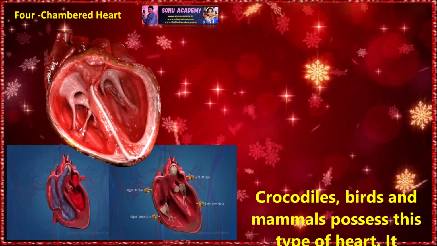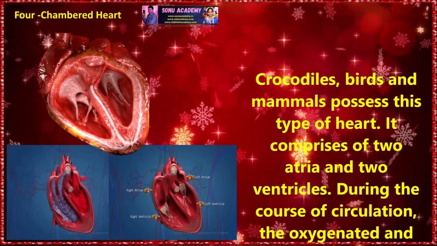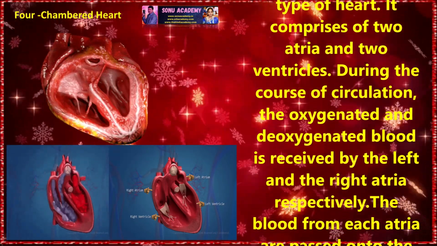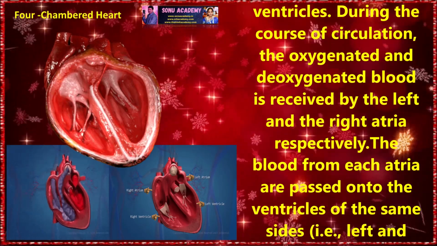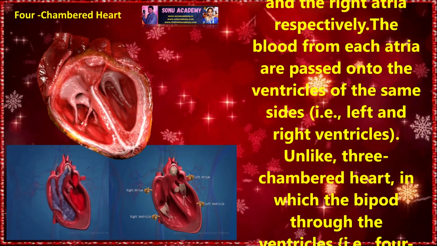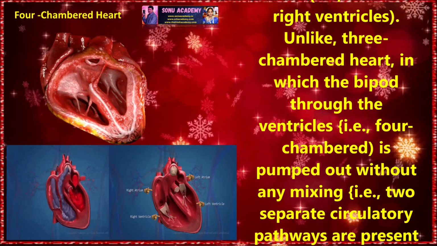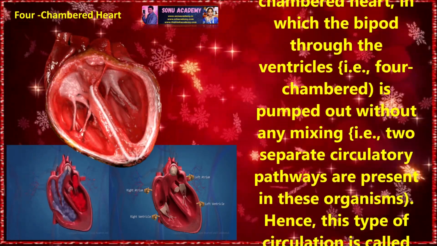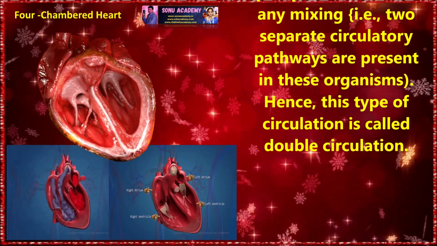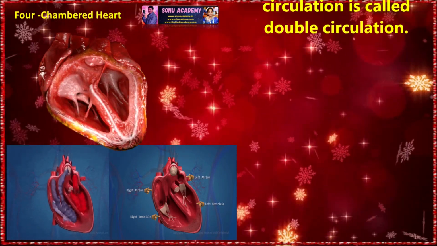Four-chambered heart. Crocodiles, birds and mammals possess this type of heart. It comprises two atria and two ventricles. During the course of circulation, the oxygenated and deoxygenated blood is received by the left and right atria respectively. The blood from each atrium passes onto the ventricle of the same side, that is left and right ventricles, unlike the three-chambered heart, and the blood is pumped out from the ventricles without any mixing. Hence, this type of circulation is called double circulation.